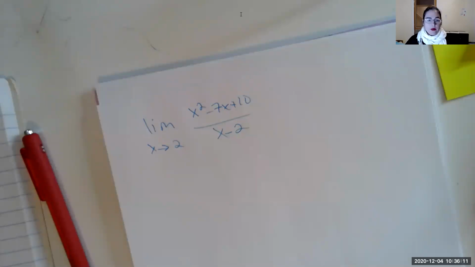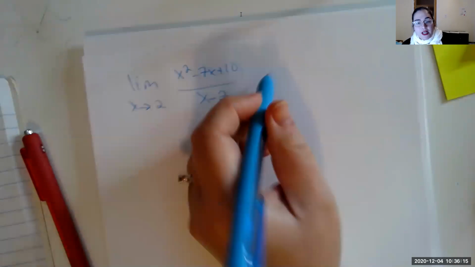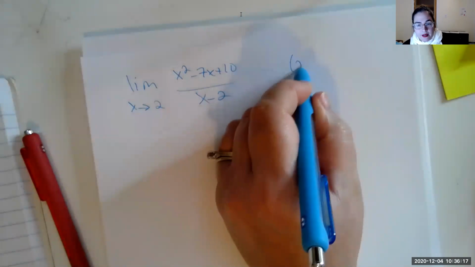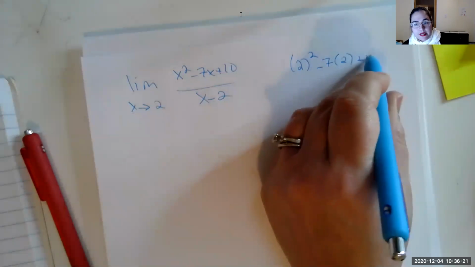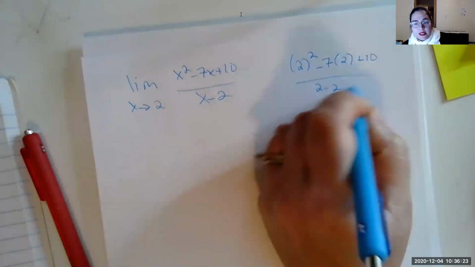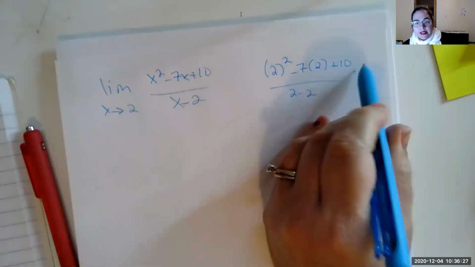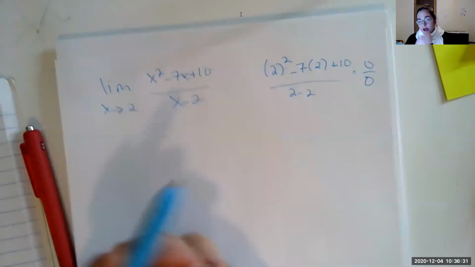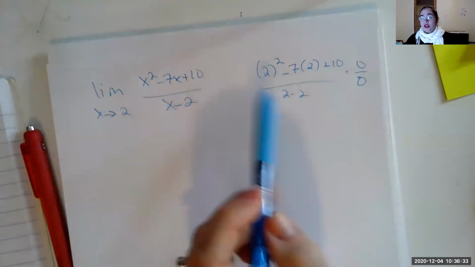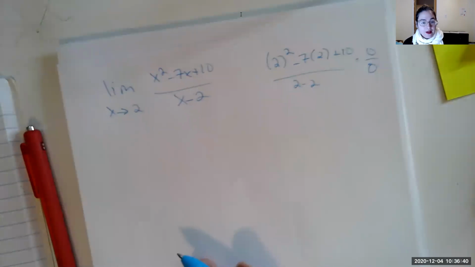Okay, so here is the ratio of functions. If you actually substituted 2 in, 2 squared minus 7 times 2 plus 10 over 2 minus 2, you'd get 4 minus 14 plus 10, that's 0 over 0. So this is indeterminate. Now you know that you can use L'Hopital's rule, but I also want to show you how you can use what we did in September, which is factoring.